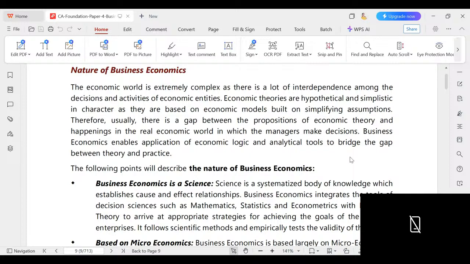Business economics enables the application of economic logic and analytical tools to bridge the gap between theory and practice. That's all. This is the meaning of the nature of business economics. Business economics is a bridge because it fills the gap between theory and practice. Economics is a theory, business is a practice, so we are integrating business with economics. It is a bridge between theory and practice. That is called the nature of business economics.